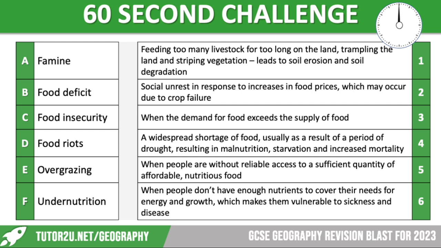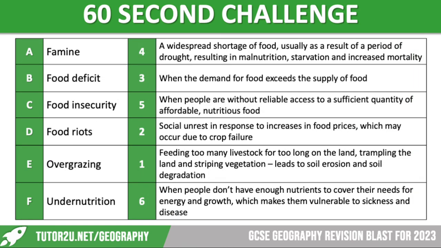Okay, let's see how you got on with matching those up. So A4, go together, famine, which is a widespread shortage of food, usually as a result of a period of drought, resulting in malnutrition, starvation, and increased mortality. B3 is food deficit, when the demand for food exceeds the supply of food. C5 is food insecurity, when people are without reliable access to a sufficient quantity of affordable, nutritious food. E2 is food riots, social unrest in response to increases in food prices, which may occur due to crop failure.